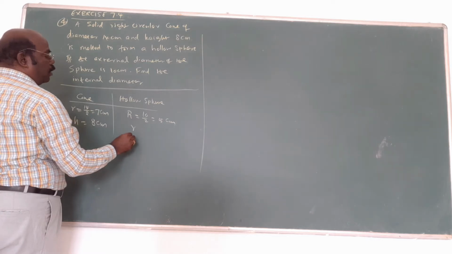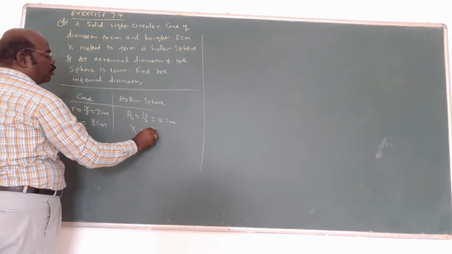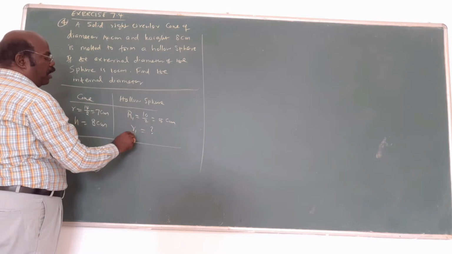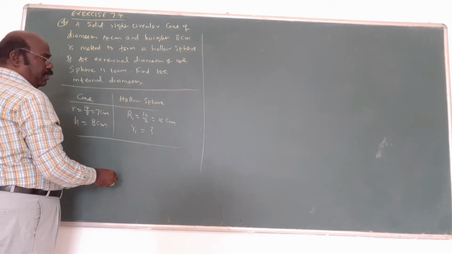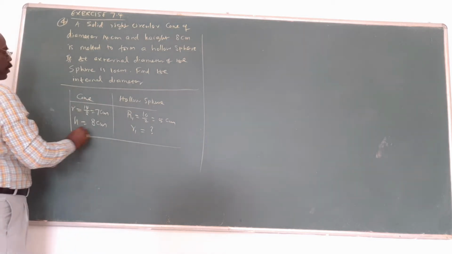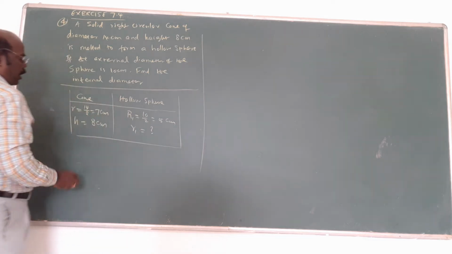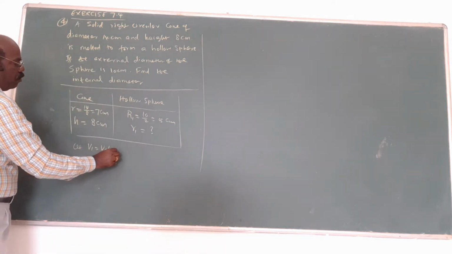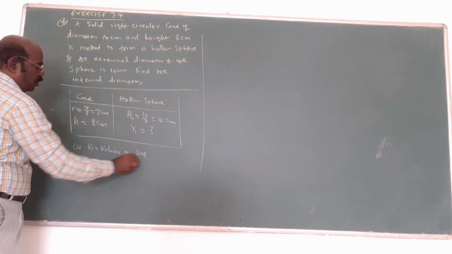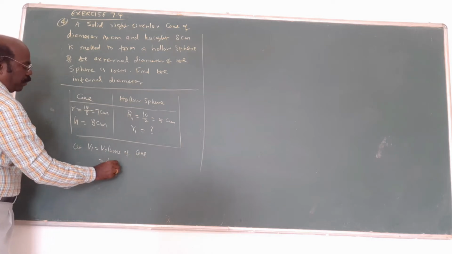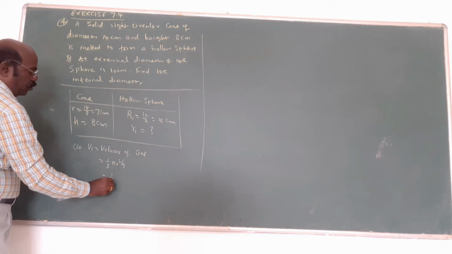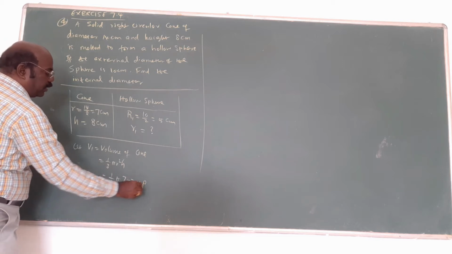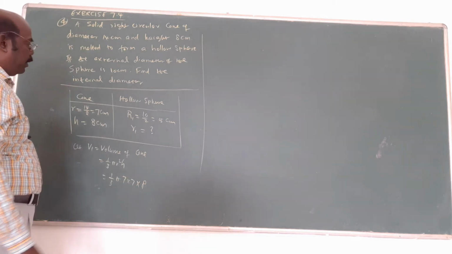Then small r is R1, question mark. The diameter is asked, diameter 2R1, right? That is what is asked. Isn't it? The first one is V1 equal to volume of cone. What is the formula? 1 by 3 pi R square H. 1 by 3 pi R square, 7 into 7, H is 8. Need not cancel. Am I right?